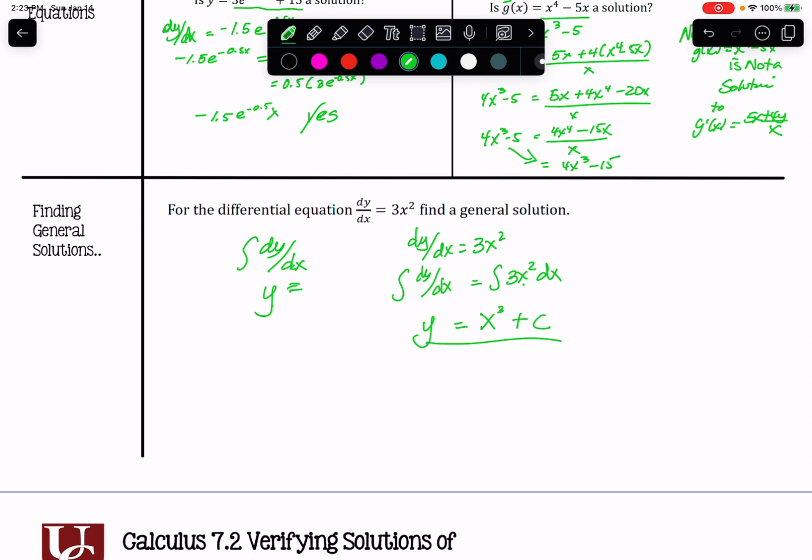So that's it. We solved this for a general solution, this differential equation. That was already in terms of dy dx, so we just ended up taking the integral of both sides. Okay, that's the end of this video.